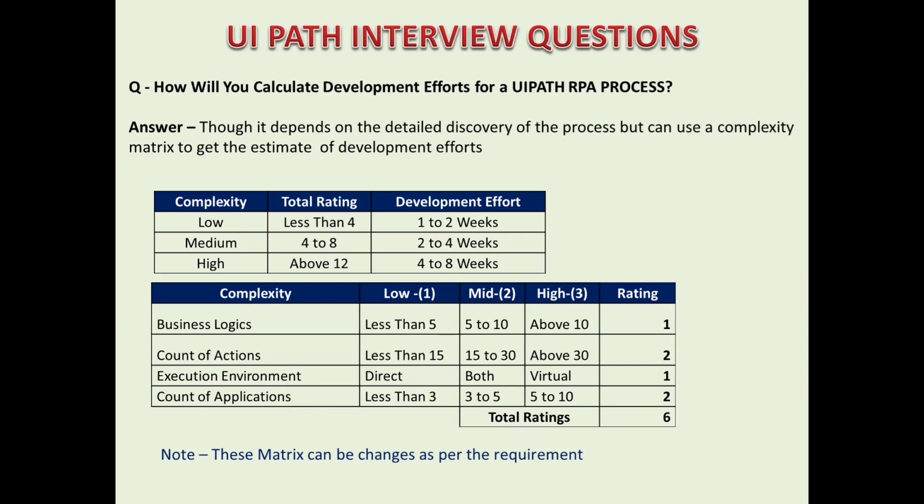So let's say less than 5 is low. For low, we use 1 rating. For medium, we use 2 rating. And for high, we use 3 rating.